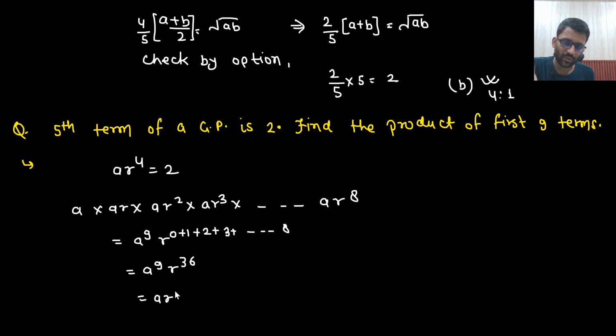So A r to the power 4, to the power 9. Can I write it in this manner? Because A to the power 9 and R to the power 36. A r to the power 4 is 2, so 2 to the power 9. So the answer will be 512. This is the answer.